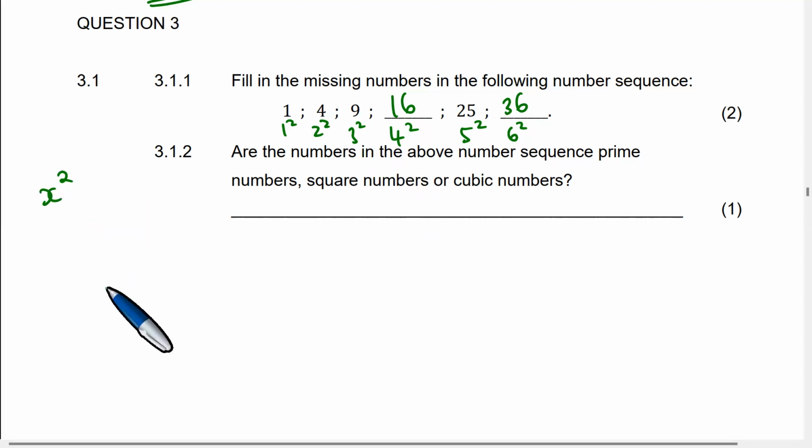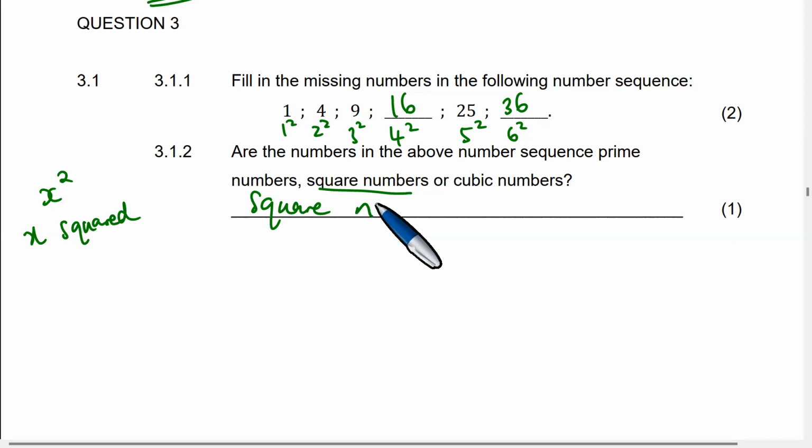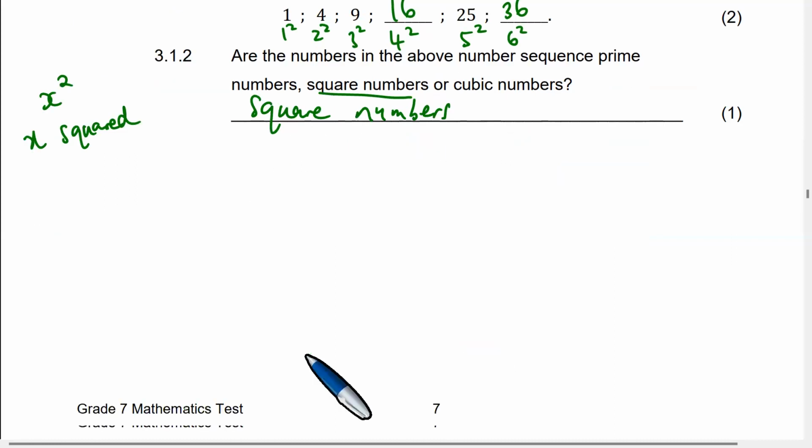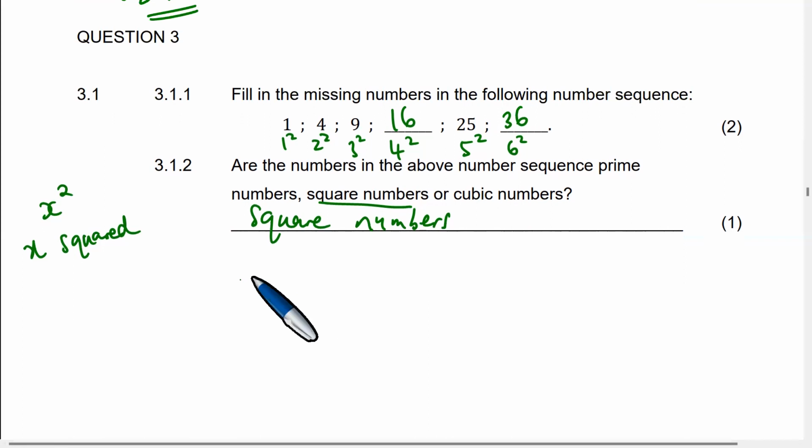How do you read this one? What is this? An exponent. We read these as x squared. So this is like 1 squared, 2 squared, 3 squared, 4 squared, 5 squared, 6 squared. So these numbers are square numbers. Next question. What would a cubic number be? Can you give an example of a cubic number?